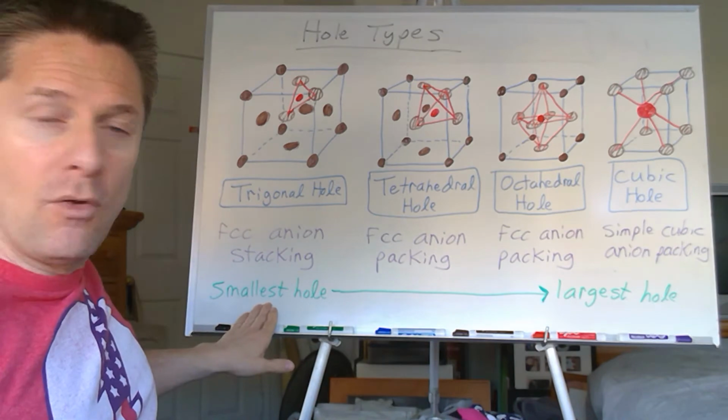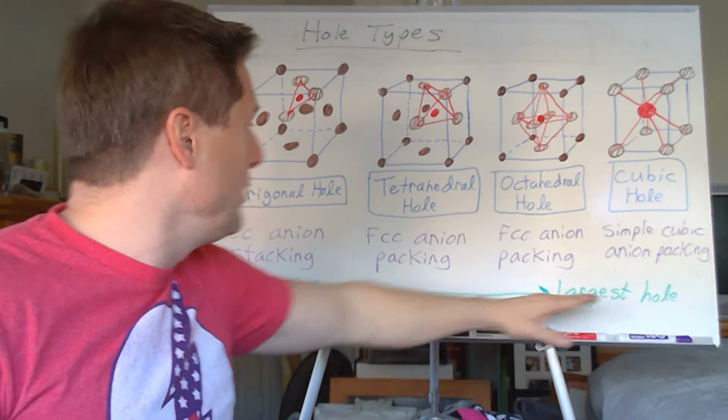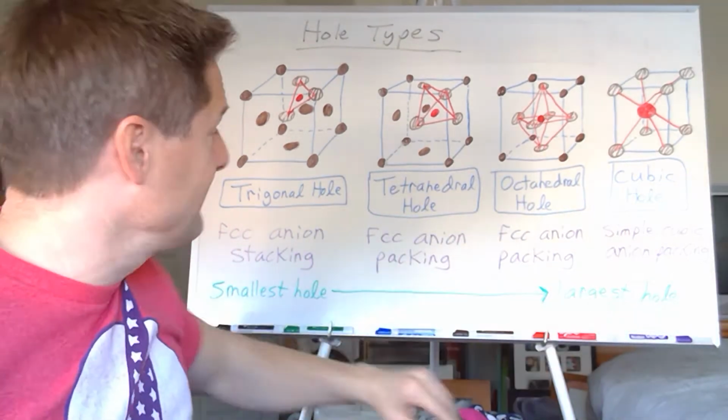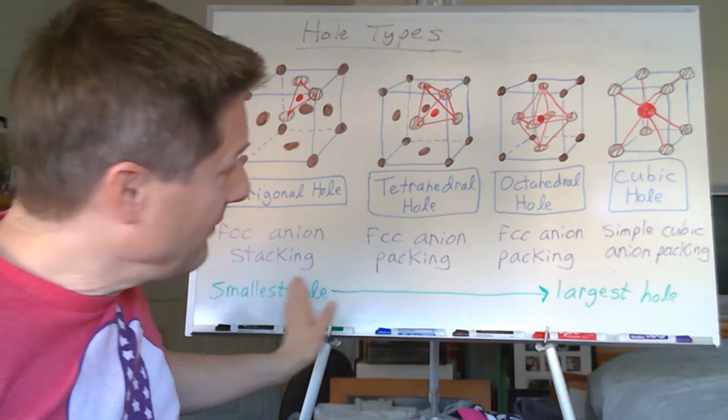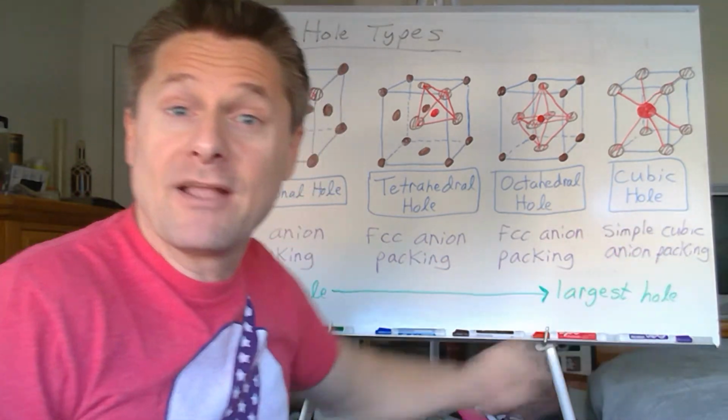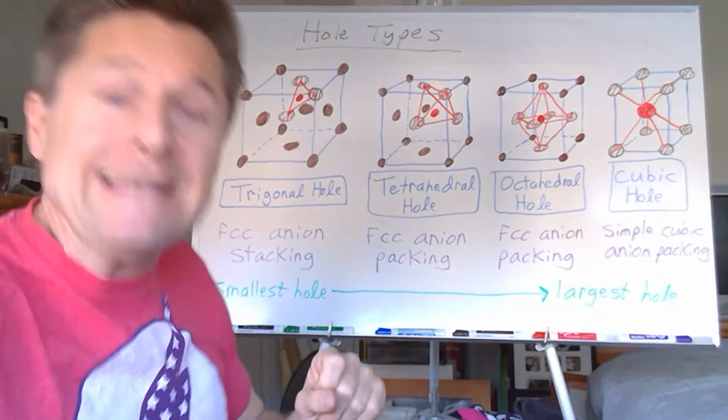So smallest holes here, all the way across to the biggest. So trigonal, tetrahedral, octahedral, cubic holes from smallest to biggest. And so smaller cations prefer these, middle-sized cations prefer these, and large cations prefer these. Let me show you how to predict those.